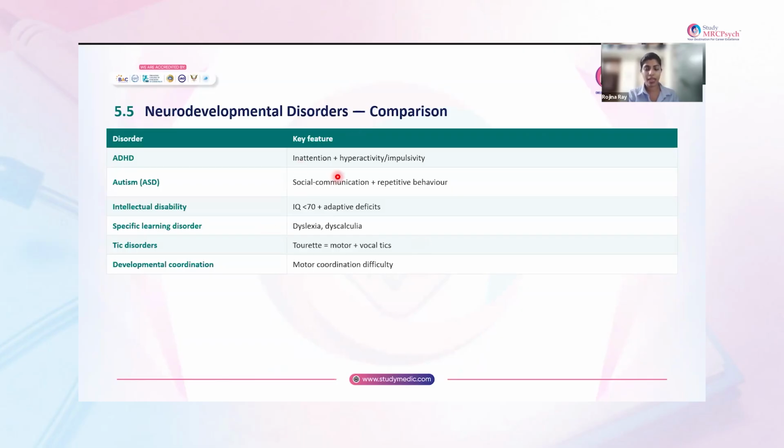ADHD, the symptoms are inattention and hyperactivity or impulsivity. ASD has social communication deficits and repetitive stereotyped behaviors and restricted interests. Intellectual disability, the IQ is below 70, with deficits in adaptive functioning as well. In SLD, there can be difficulties in reading like dyslexia or difficulty in mathematics like dyscalculia despite normal IQ. Now, tic disorders, the most common is Tourette syndrome, which is a complex tic disorder where there is a presence of both motor and vocal tics. And then there can be developmental coordination disorder where there is poor motor coordination, which affects the child's ability to do day-to-day activities.